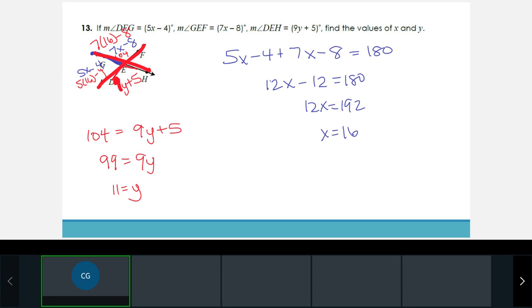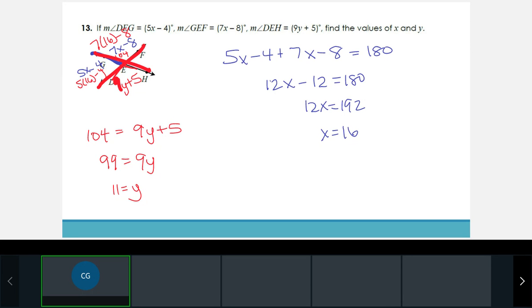Okay, so if you have a picture that has two different variables, pick one variable to start with, and I usually pick the one that I have two of. So like I had a 5x minus 4 and a 7x minus 8. I wanted to deal with those first. Solve for the one variable, plug that in, and then worry about the second variable.